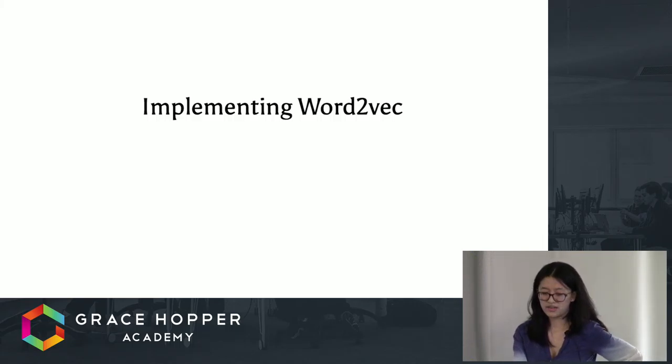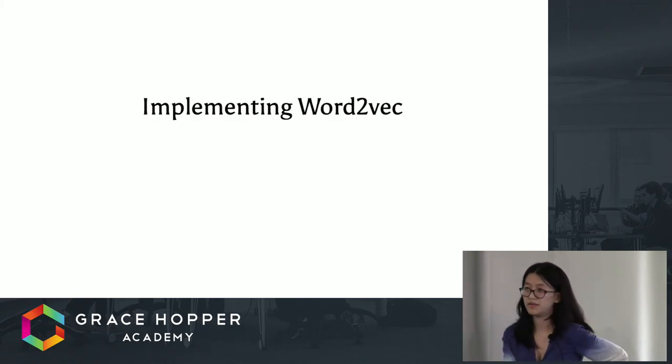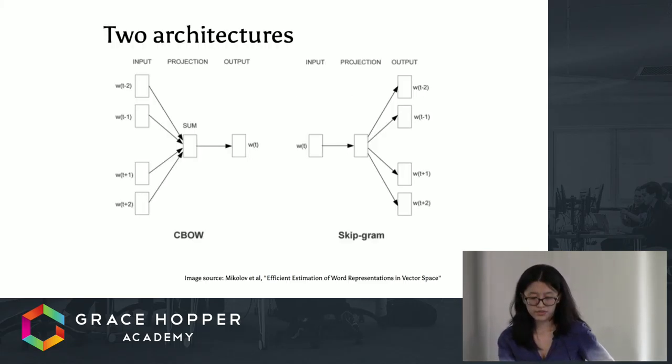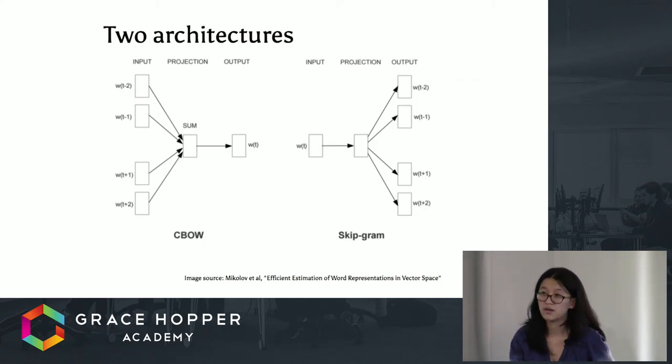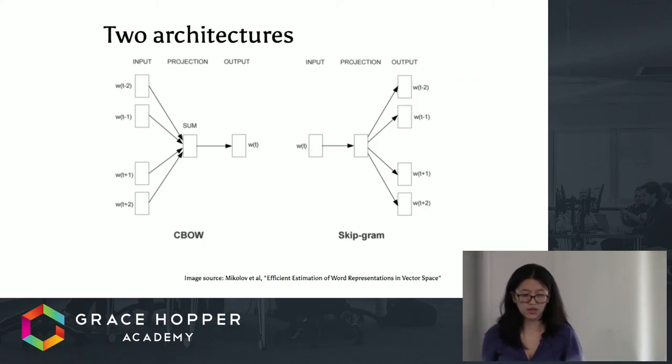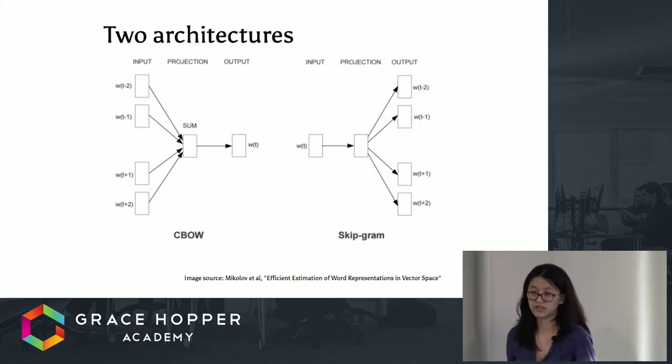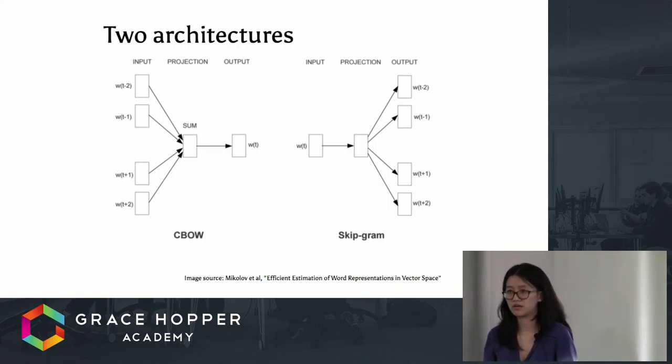So in the time remaining, let's talk about implementation. To produce these representations, Word2Vec generally uses one of two architectures, either the continuous bag of words model or the skip gram model. The word contexts matter a lot in training Word2Vec. Context, in this case, means the words that surround the target word. So like in the example big brown dog, the context of brown would be big and dog.